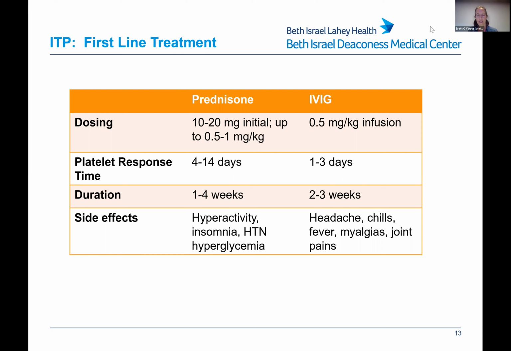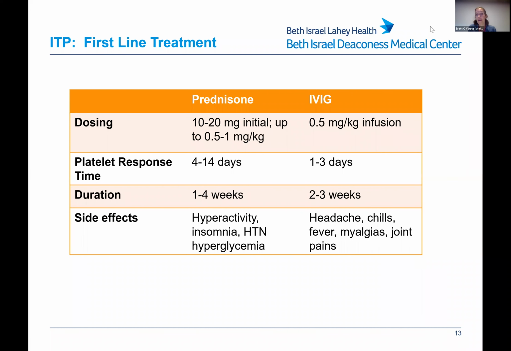We typically see that prednisone is going to work, with a platelet response time of 4 to 14 days. So the response time is slower compared to IVIG. And we expect that if we gave some dose of prednisone once the platelets responded, it would last for about 1 to 4 weeks, of course, very variable. Side effects: certainly prednisone can cause difficulty sleeping, hyperglycemia, hyperactivity, and also hypertension, something that I don't think that I typically think about.